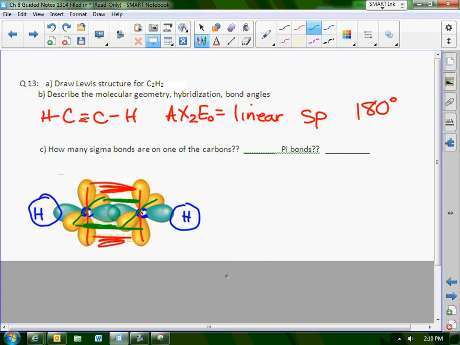which gives us our triple bond here. So how many sigma bonds are there on one carbon? Well, there's one sigma bond here and one sigma bond here, which makes two sigma bonds on each carbon. And on each carbon, we have 1, 2 pi bonds. Okay?